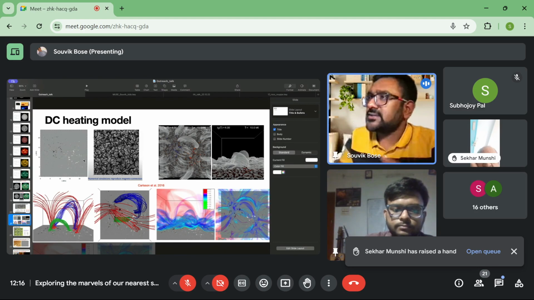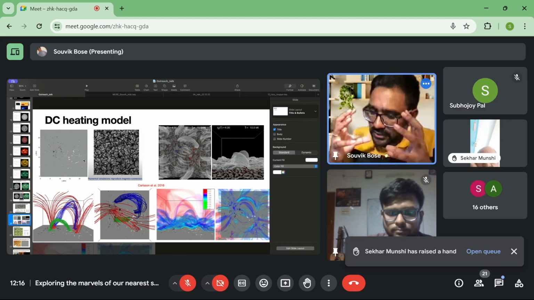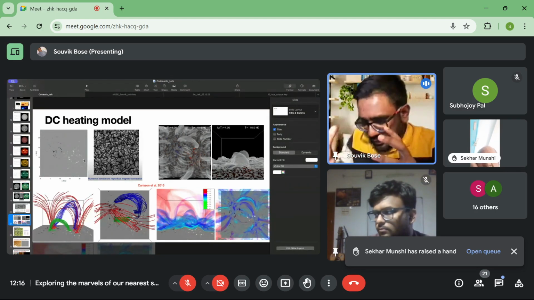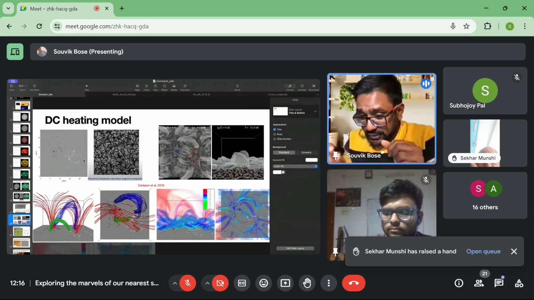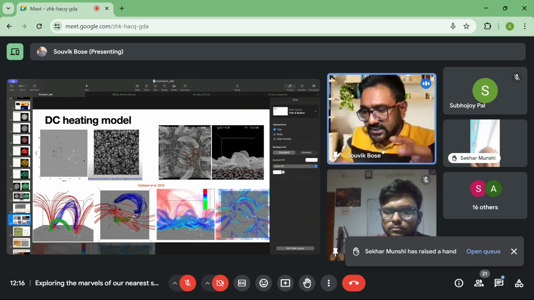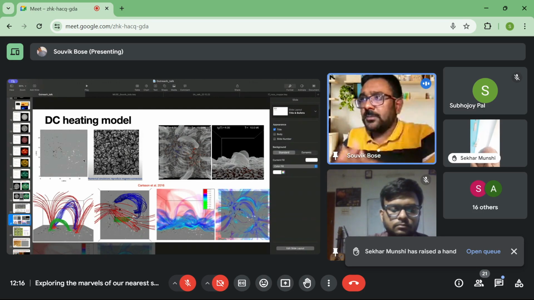So yeah. Okay. The key physical parameters would be, you would need to know what you want to simulate, number one. Secondly, the size of the box, the resolution in the vertical direction, the horizontal direction, and the magnetic field.